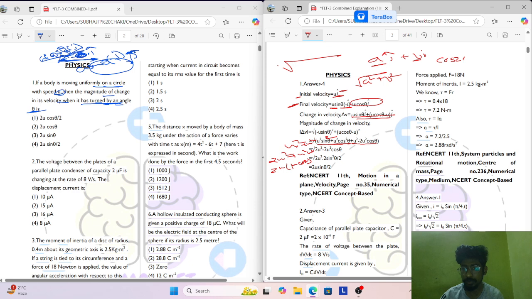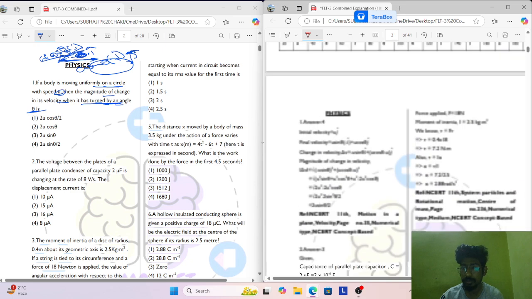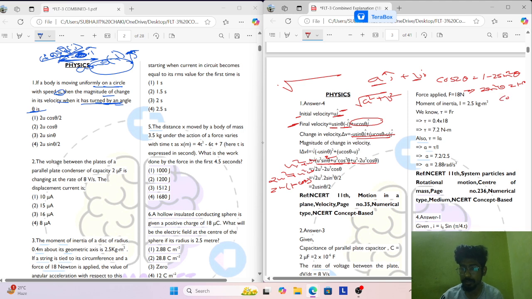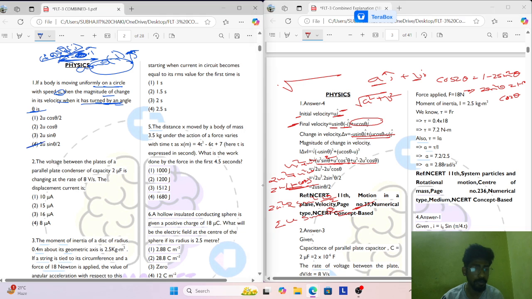What is the formula of cos 2 theta? 1 minus 2 sin square theta. So from that you can get 2 sin square theta equals 1 minus cos 2 theta. Here you are already getting 1 minus cos theta. If theta is 2 theta, then it will become 2 u square into 2 sin square theta by 2. So 2 times 2 is 4, 2 will come out from u square, u will come out, and from this sin theta by 2 will come out. Therefore option number 4 will be the correct option.